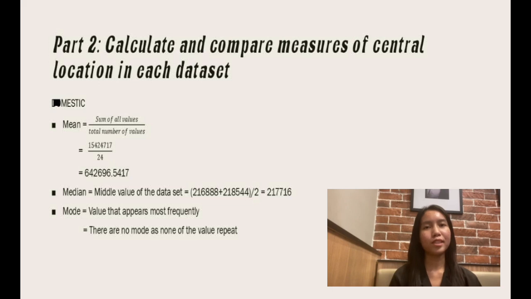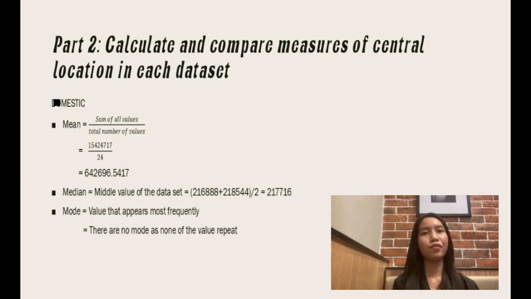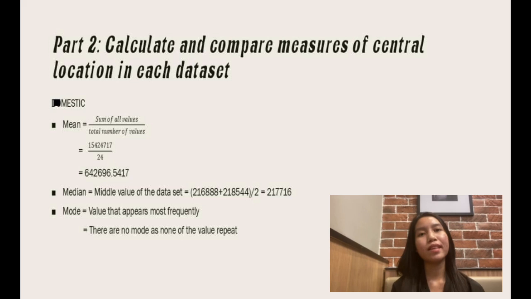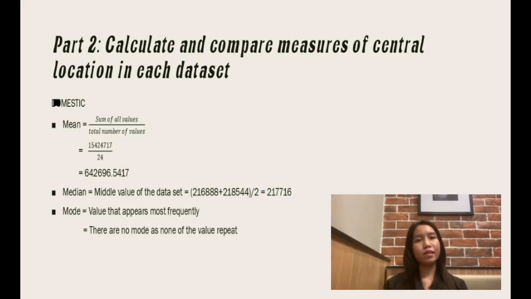For Part 2, which is calculate and compare measure of central location in each dataset. To calculate central location, we need to find the mean, median, and mode of each dataset. The mean of domestic is 642,696.5417. The median is 217,716 and there is no mode since there are no repeating values in the dataset.